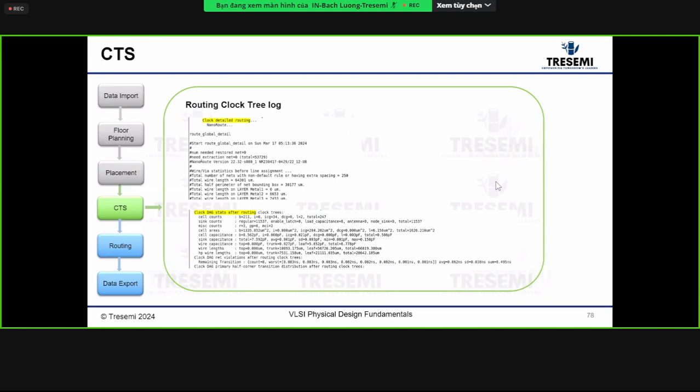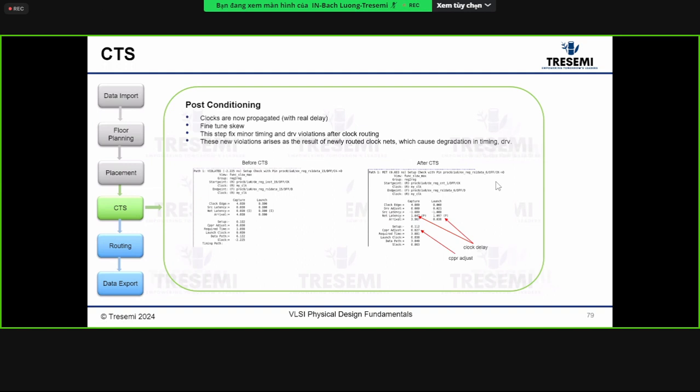Or there's a new violation that comes up. Let's say you closed your timing before the clock's routed, and now the clock's routed in. Can there be new violations due to clocks being routed? The answer is yes. You may have closed your timing without the clocks routed in. There could be new DRVs, there could be new timing violations. That's why you need the next step, what's called post conditioning. So when new things pop up, this step is going to fix some of that.